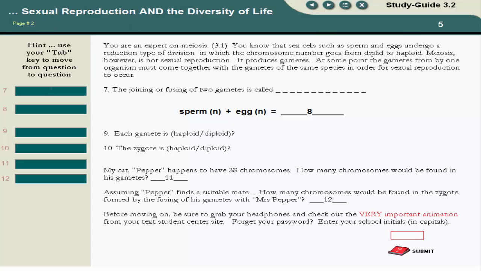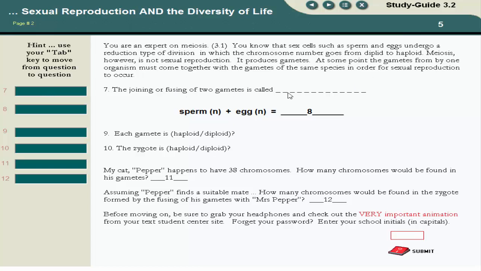So, you're an expert on meiosis. You know that sex cells, such as sperm and egg, undergo a reduction type of division in which the chromosome number goes from diploid to haploid. Meiosis, however, is not sexual reproduction. What it does is produce the gametes, the sperm, the egg. At some point, the gametes from one organism must come together with the gametes of the same species in order for sexual reproduction to occur.